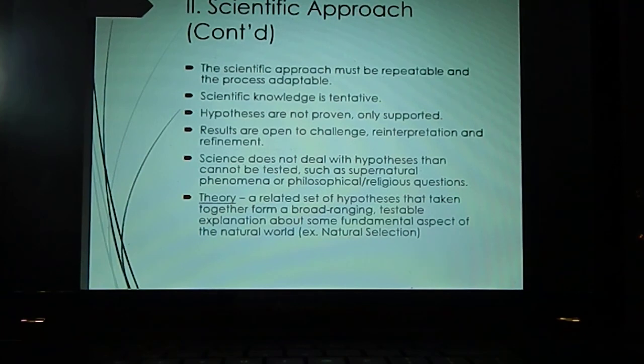Some things about science and scientific approach, scientific knowledge. The scientific approach must be repeatable and the process adaptable. So it's sort of like a recipe. You follow the steps, and you should be able to get the same results in some other country, if they have the same species of frog. You know, so it must be repeatable, and it can be adaptable.